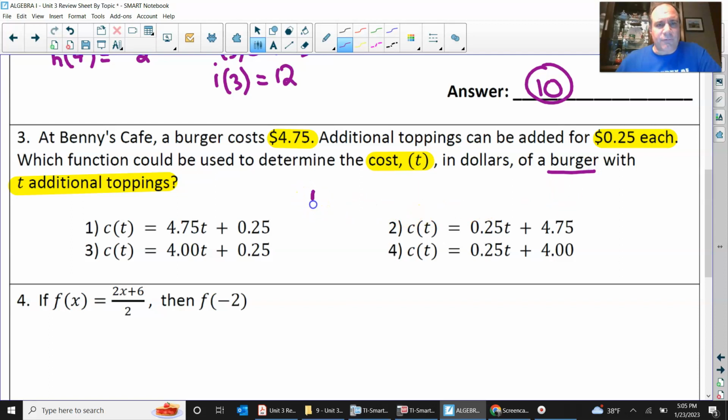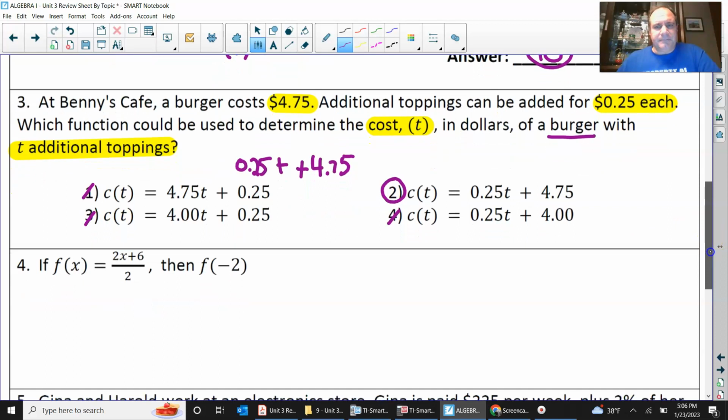So that means that $4.75 is kind of like the y-intercept. It's your initial value. And that 0.25, those are the toppings with T toppings. So it kind of looks like this: 25 cents for each topping plus the $4.75 for the burger. That is the second option. 25 cents for each topping, $4.75 for the burger. $4 for the burger? No. 25 cents for the burger? No. I wish. All right, and that's it.